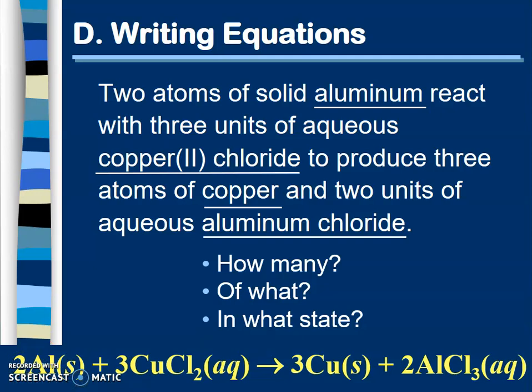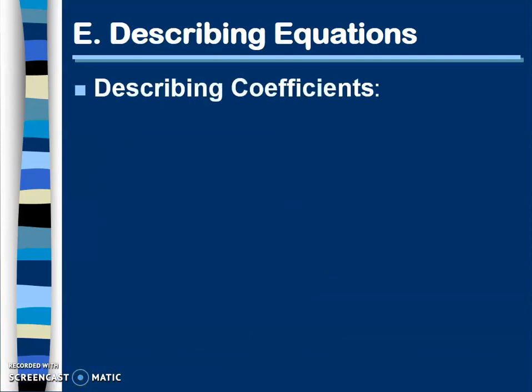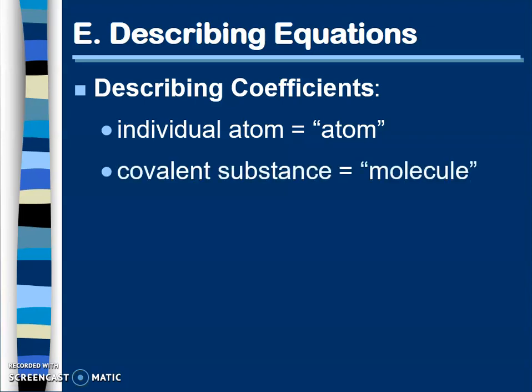Now let's take a look at some of the terminology that was used in that paragraph that you'll need to know how to use properly. What kinds of words are we going to use to go along with these coefficients? If you have an individual atom all by itself, we call it an atom, such as I said we had an atom of copper. If you have a covalent substance, so remember covalent means that you have 2 non-metals bonded, then we're going to call that a molecule. So your diatomic elements are molecules. So you have a molecule of oxygen or a molecule of iodine.